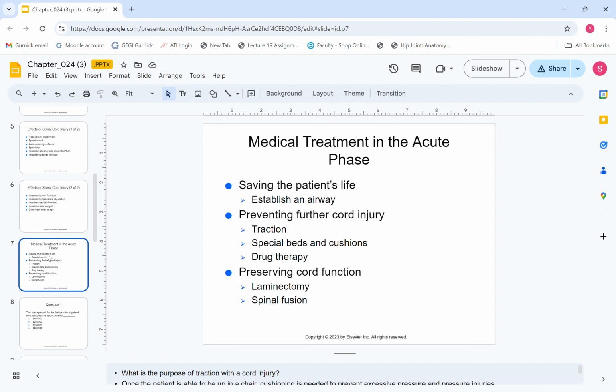There's also something called Crutchfield traction. Okay, and it's doing sort of the same thing, but instead of pulling on the bone, it's attached to the skin. Okay, but it will still have weights stretching out the vertebra.